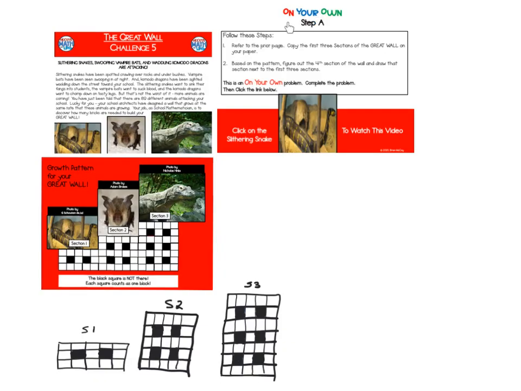Alrighty, and here we go, my friends, with step A. The first thing we're going to do is refer to the prior page, which is right down here with the first three sections of the Great Wall. We need to copy the first three sections on our own paper. So I've done that right here. Here is section 1, here is section 2, and here is section 3. Then based on the pattern, we need to figure out what the fourth section of this wall would look like and draw that next to the first three. So we'll draw our fourth section right here.